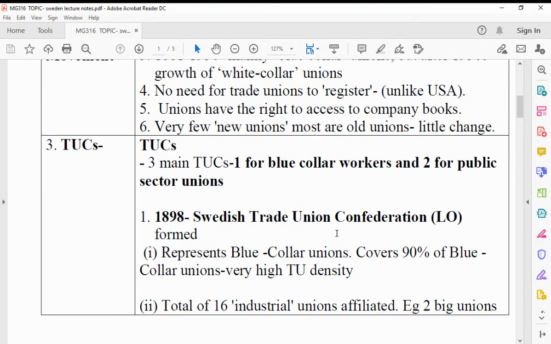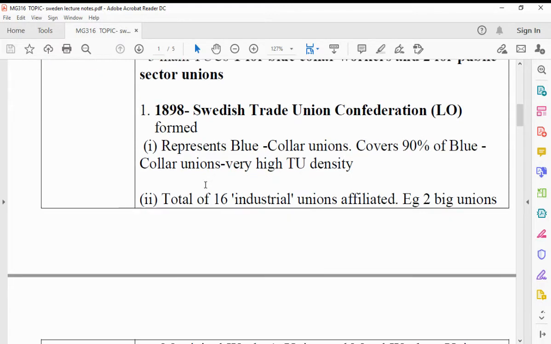Now let's look at the umbrella bodies of trade unions. The umbrella body is the body that looks after all the other trade unions present in the country. So there are three main TUCs. TUC is called Trade Union Congress. Remember, this TUC name was coined in UK with the formation of the first umbrella trade union body, that was in UK, TUC. So you can also call this the umbrella body of trade union, and you can also call this the National Trade Union Organization. So there are three main umbrella bodies. One is for the blue collar workers, and there are two for the public sector unions.